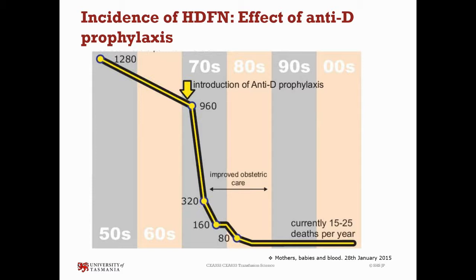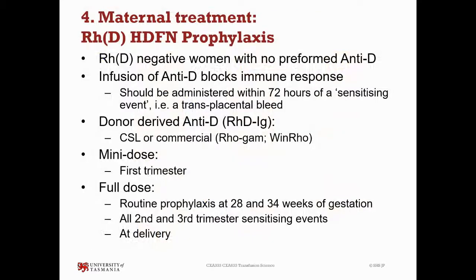Since the introduction of anti-D, or prophylactic anti-D, also called RhD immunoglobulin, the most common cause of HDFN is anti-A in group O mothers, anti-K, anti-little c, and anti-big E. So this RhD prophylaxis is given to RhD negative women with no preformed anti-D. And so it is anti-D antibody that we're giving them.